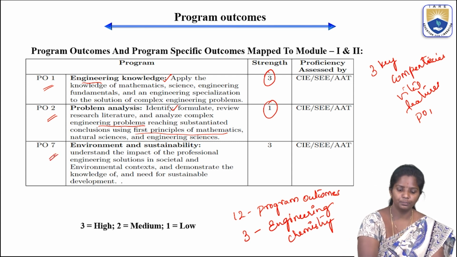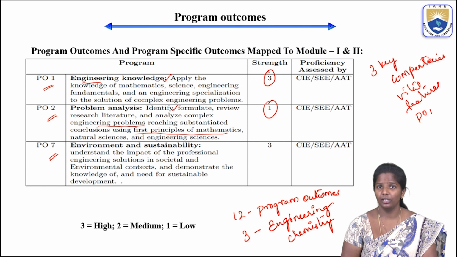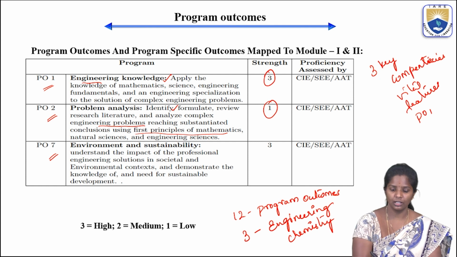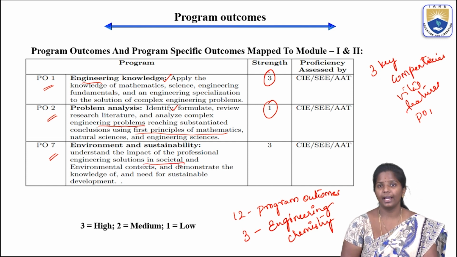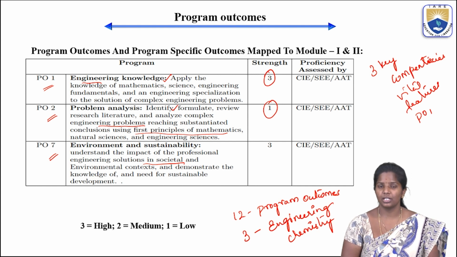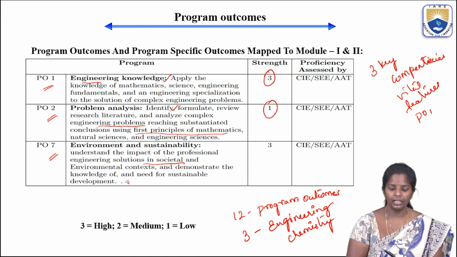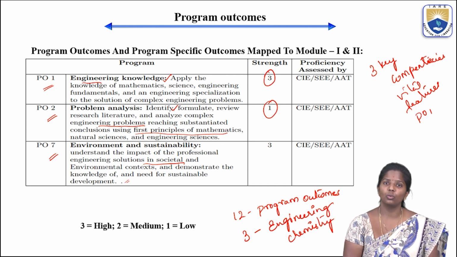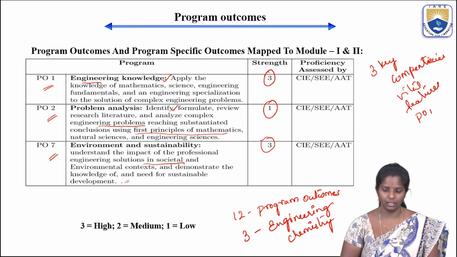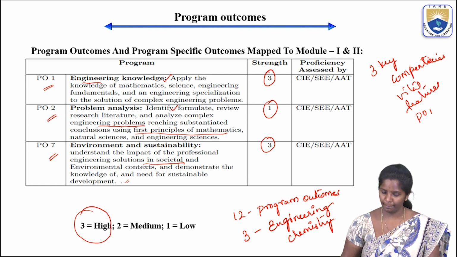Then PO7 concerns the environment and sustainability. It has an impact on professional engineering solutions in societal and environmental context, because the engineer should also have knowledge of how it is going to affect the environment once he is establishing a startup. So this gives an understanding of where green chemistry plays an important role in avoiding pollution. This is how it is given, and the strength is 3. It means it has high importance in the learning process.